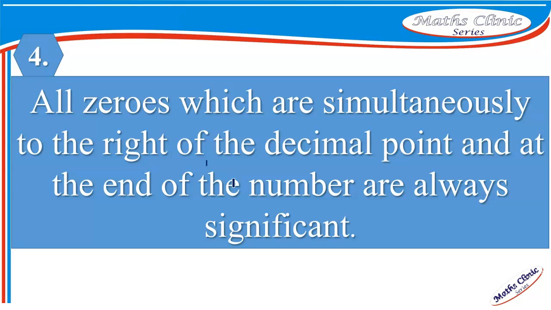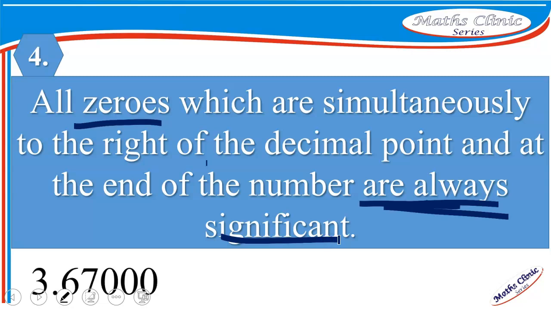Point number 4, all zeros which are simultaneously to the right of the decimal point and at the end of the number are always significant. Let me repeat. All zeros which are simultaneously to the right of the decimal point and at the end of the number are always significant. Example, look at this number, 3.67000. The 3 zeros at the end here are significant. So this number has 1, 2, 3, 4, 5, 6 significant figures.